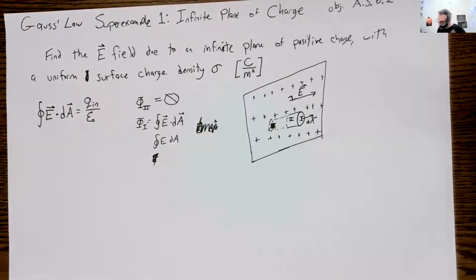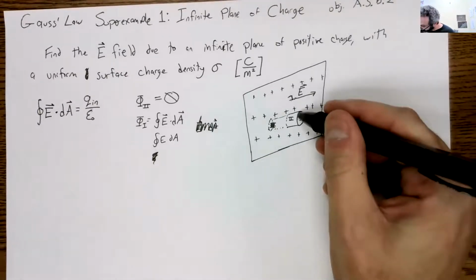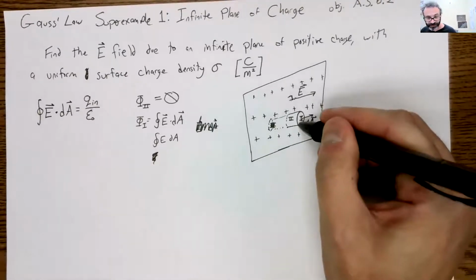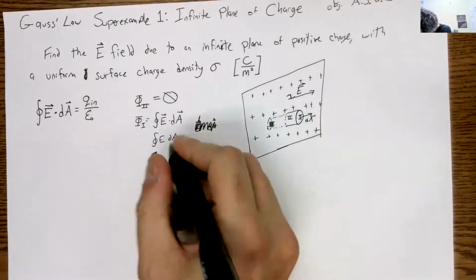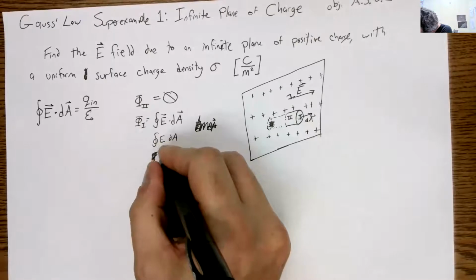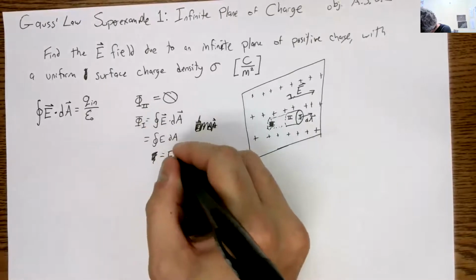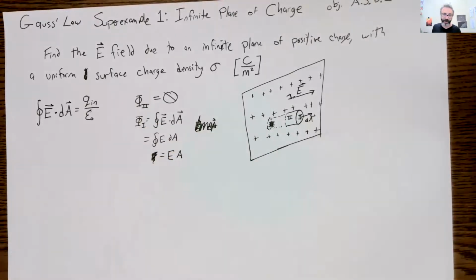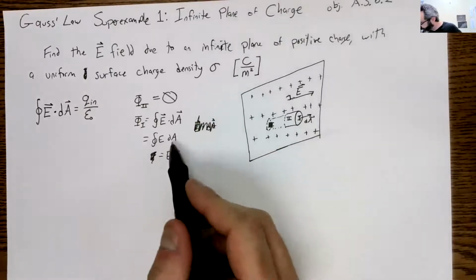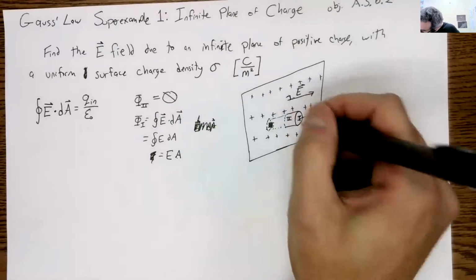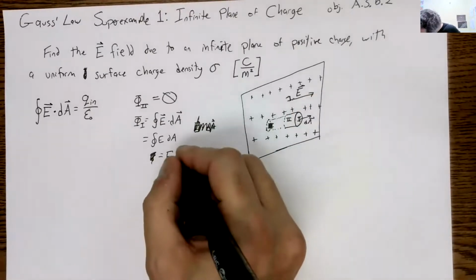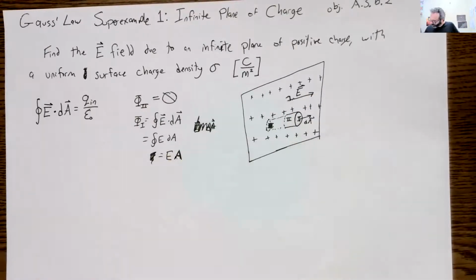Anyway, let's say that in this case we have a flat piece of the surface, so this integral is just going to end up being E times the area, because the integral over the area gives us the area. We have a flat piece of area here.